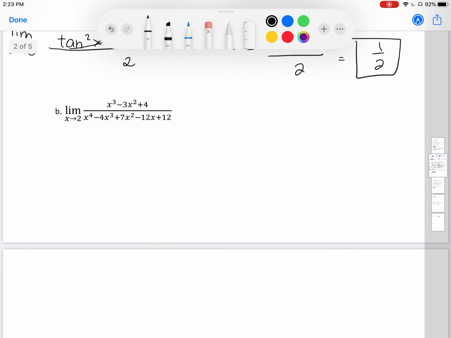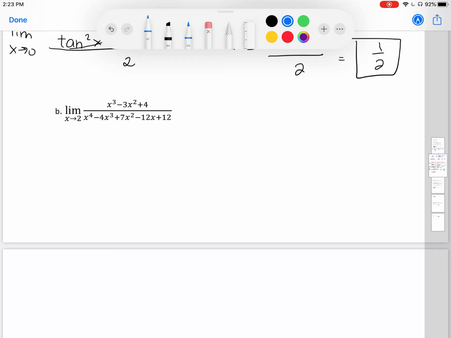B. The limit as x approaching 2 of x cubed minus 3x squared plus 4, divided by x to the 4th power minus 4x cubed plus 7x squared minus 12x plus 12. All right, well, we see that if we try to directly substitute in a 2, we're left with a 0 in our denominator, thus undefined. Let's proceed by applying L'Hopital's rule.